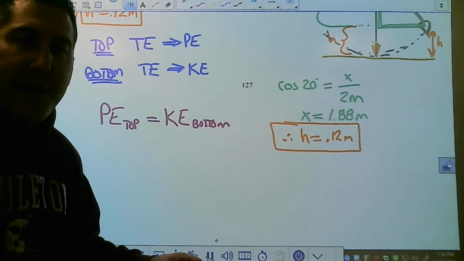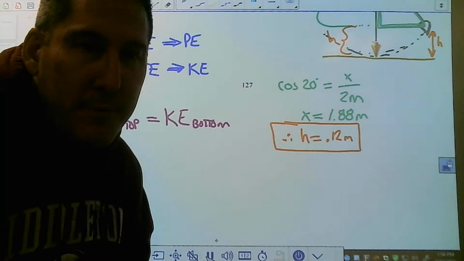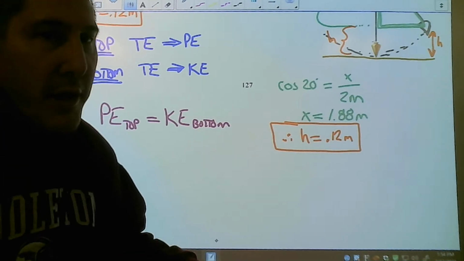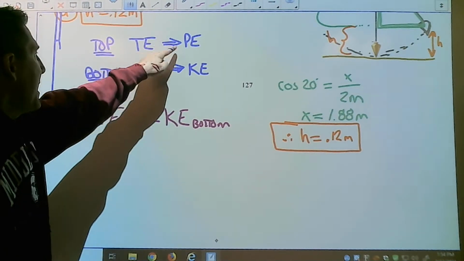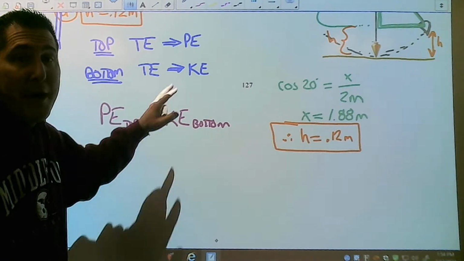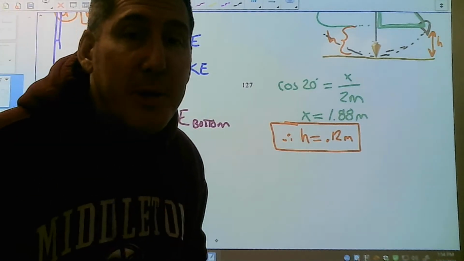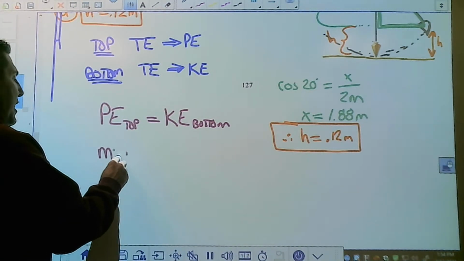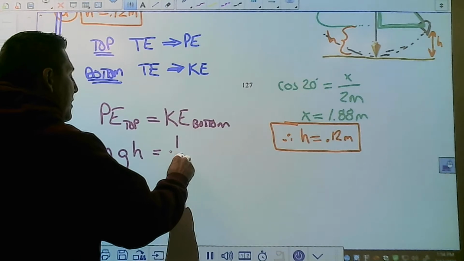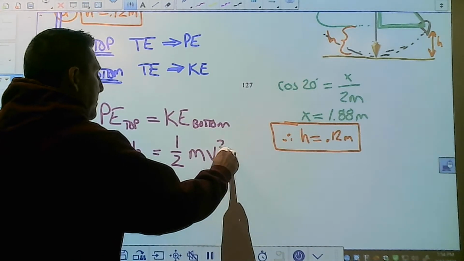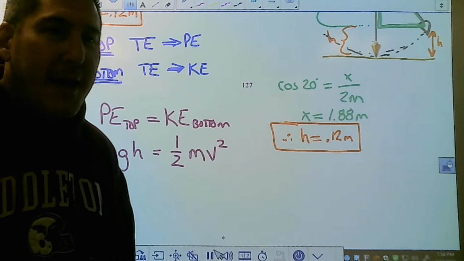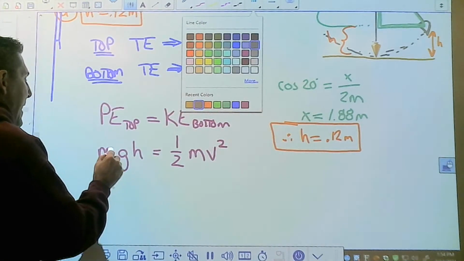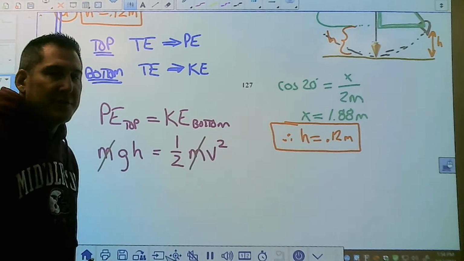Because the total energy at the top has to equal the total energy at the bottom, has to equal the total energy halfway through, and the total energy everywhere. So total energy equals total energy. Well, all that total energy at the top is in potential, all that total energy at the bottom is in kinetic, so the potential at the top equals kinetic at the bottom for any pendulum. Which means MGH at the top equals 1/2 mv squared at the bottom. And those of you who are mathematicians can see what happens is the mass actually cancels out.